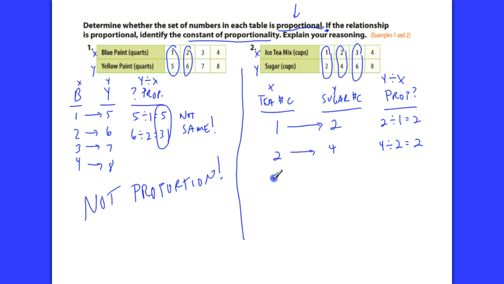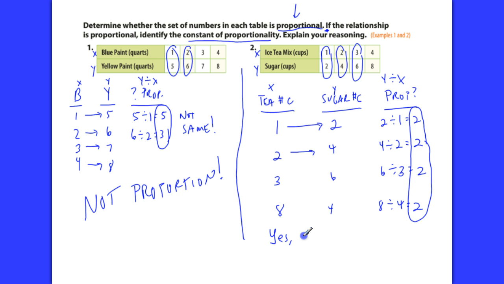You have number of cups of tea here is 3 for 6. So it would be 6 divided by 3. It's looking like it's going to be a proportion, but we do need to check the last one. 8 and 4. 8 divided by 4 is 2. All right, guess what? You see how all of those came out to be the same number? So what we say is yes, this is proportional.